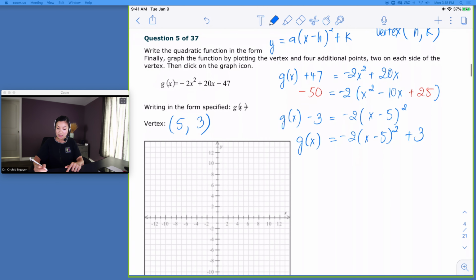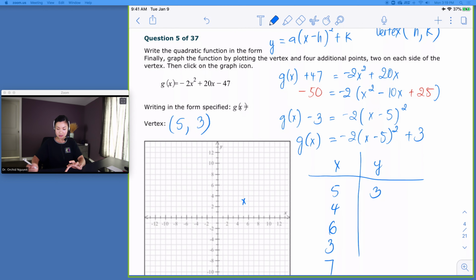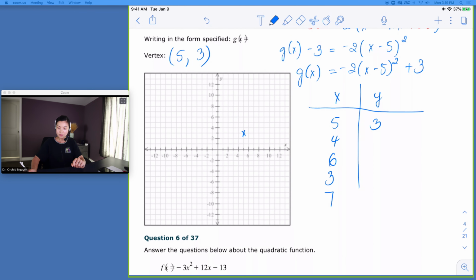Okay, so same thing. We're gonna try to graph, and then we have the vertex already. So I have (5, 3) here. And once again, I'm going to go left, right, left, right. So from here, I'm going to go for 6, 3, 7. Okay, I'm going to get those points. And you just have to plug it in, right?